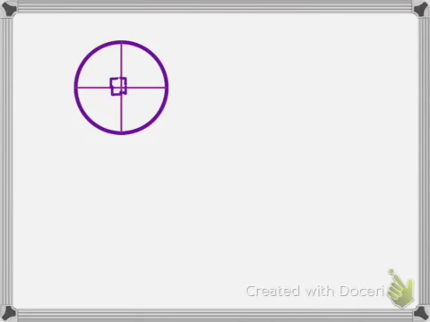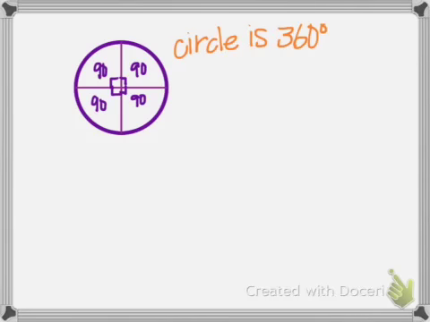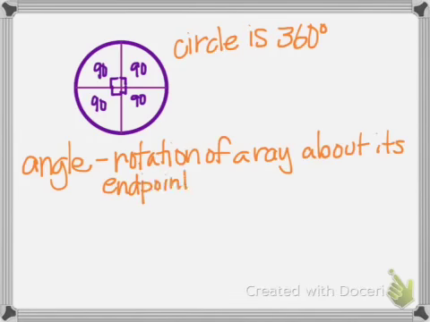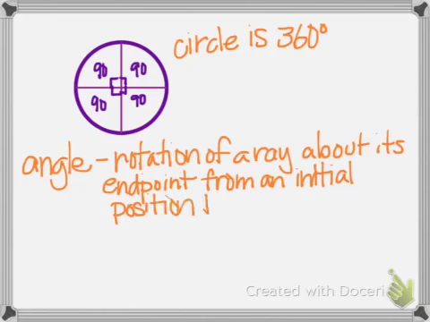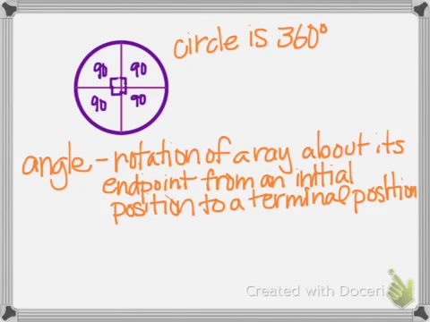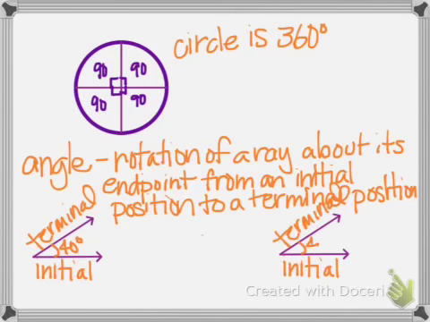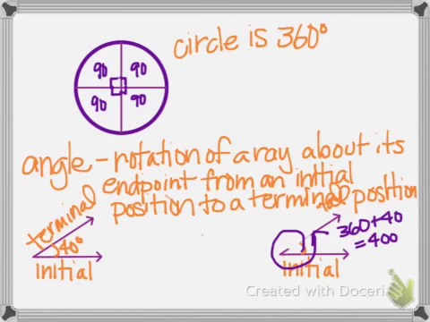A circle is made up of 4 90-degree angles, and therefore it has 360 degrees. An angle is, by definition, the rotation of a ray about its endpoint from an initial position to a terminal position. So for an example, the initial position is on the bottom, the terminal position is up higher, and that is 40 degrees. We could also have the same initial and terminal position, but have it rotate 360 plus 40 degrees, or 400 degrees, and it looks the same, but it would be 400 degrees.